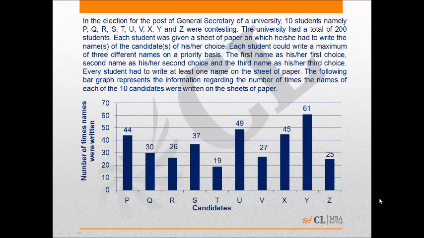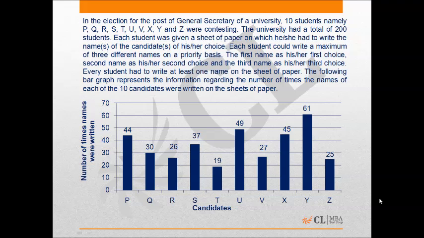This is a round 2 question, a set of DI, which is based on set theory somehow. It is given that in the election for the post of General Secretary of a university, 10 students, namely P, Q, R, S, T, U, V, W, X, Y, Z, were contesting. The university had a total of 200 students.